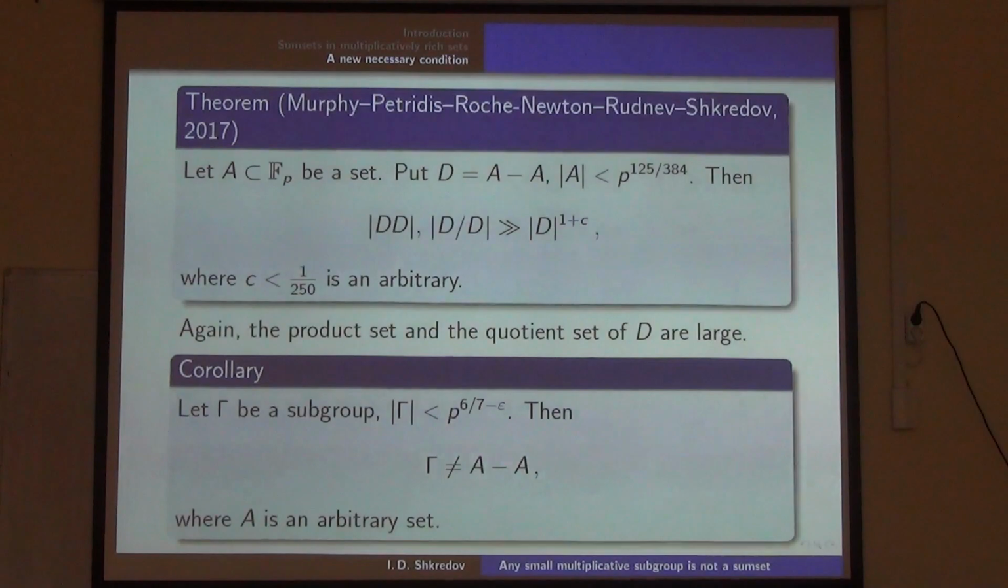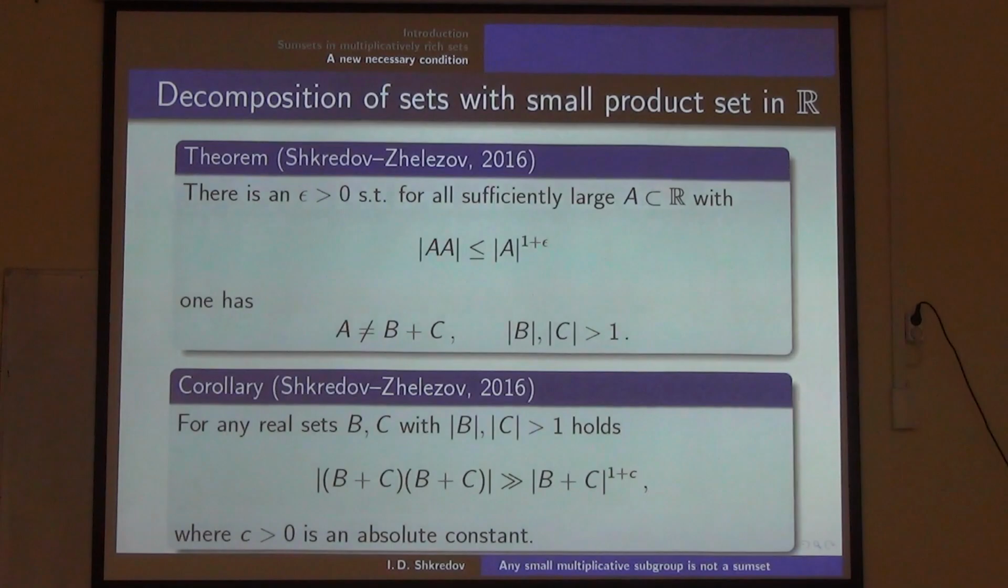The most recent result in this direction is due to Murphy, Petridis, Roche-Newton, and Rudnev. We prove that if A is sufficiently small, then DD and D/D are growing. And it gives you this corollary after some calculations.